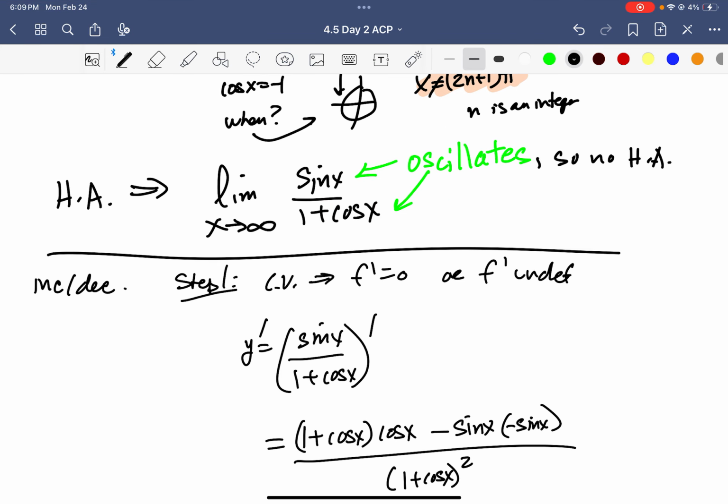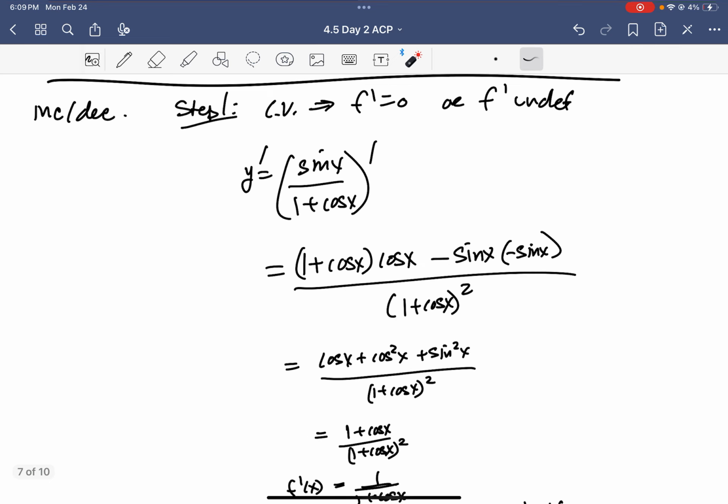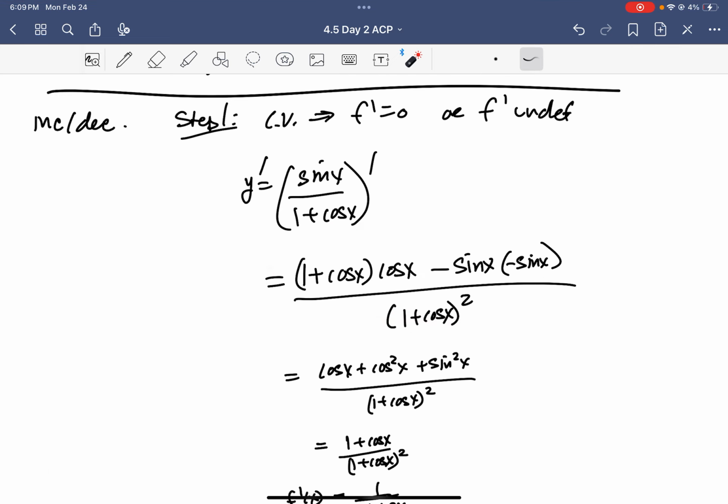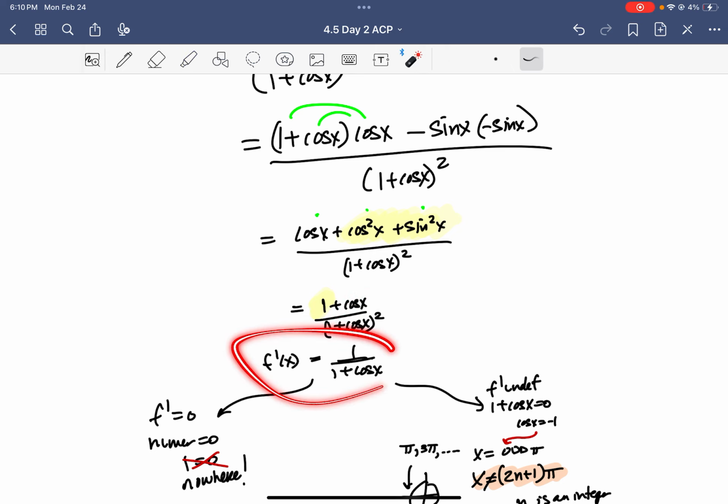Now we're ready for increasing and decreasing. So I take the first derivative and find out where it's 0 or undefined. So when I take my first derivative, I get this from the quotient rule. Well, then we end up distributing. So here I distribute that, and I multiply this together, and I end up getting cosine plus cosine squared plus sine squared. But we know that sine squared plus cosine squared simply equals 1. So all that in yellow is just equal to 1. So I have 1 plus cosine over (1 plus cosine) squared. So one of those cancels out and gives us that for the derivative.